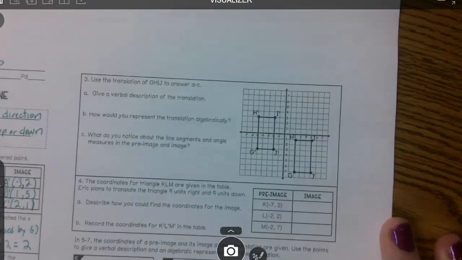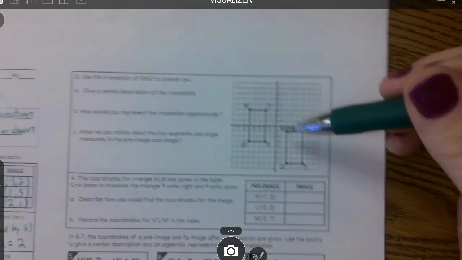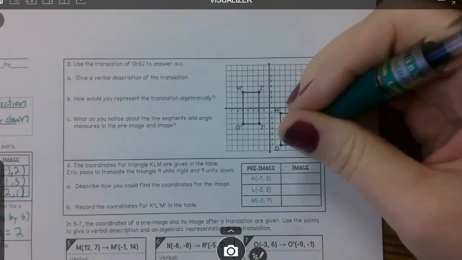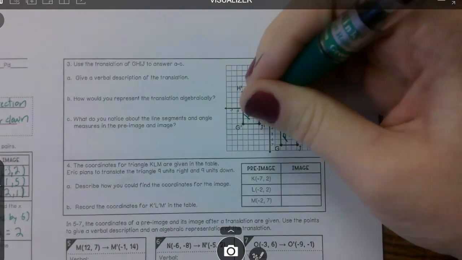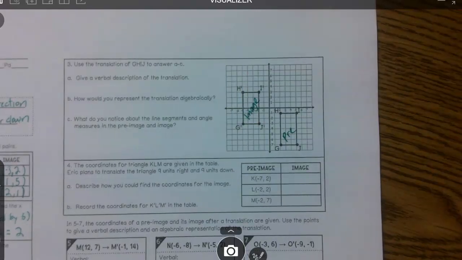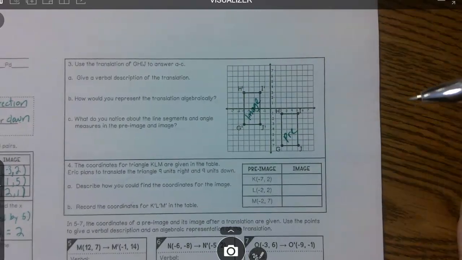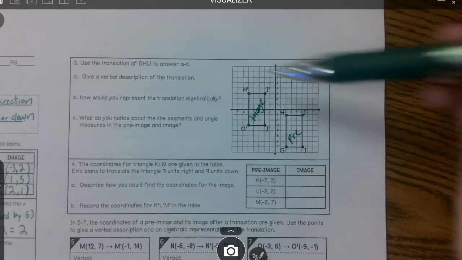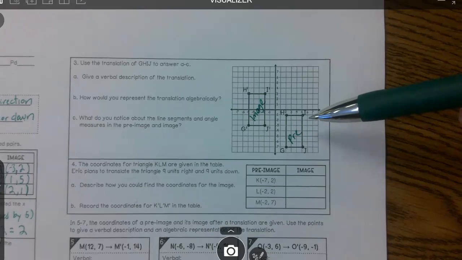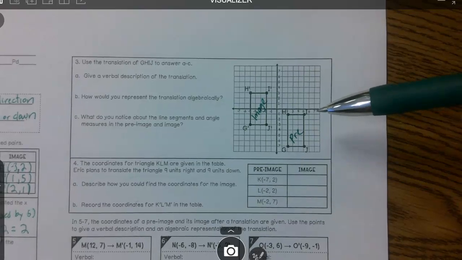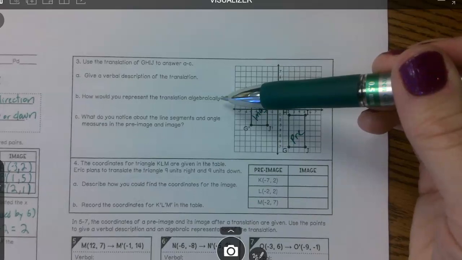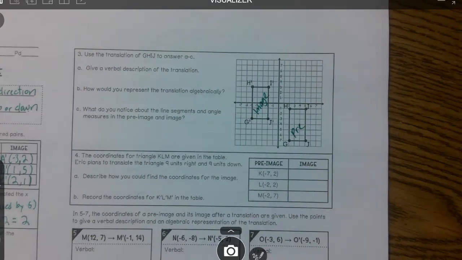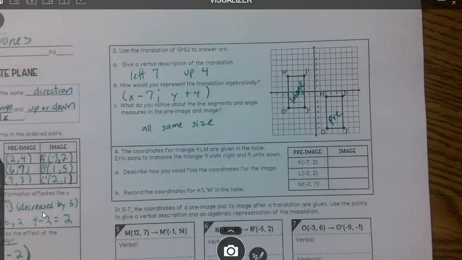Now, on number 3, we already have the picture drawn for us. That's great. We have our pre-image right here and our image right here. Okay, I can tell because of the primes. Now what I want you to do is you're going to give a verbal description of the translation. What happened? How far left, right, up, down? How would you represent it algebraically? Okay, so go ahead and pause and try this on your own and we'll check. Go. Okay, so here's what we should have gotten.